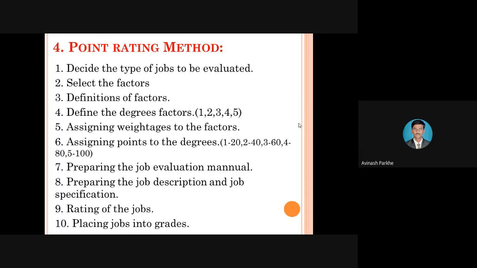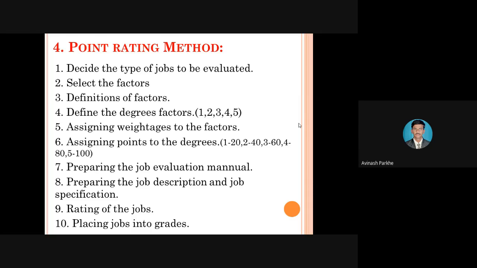So for example, I have selected factors as education, experience, responsibility, machines, material. So 20% weightage is given to the education. Okay, then 30% is given to the experience. Again, 20% is given to the material. 20% is given to the equipments. The remaining percentage will be given to all the types of responsibilities.